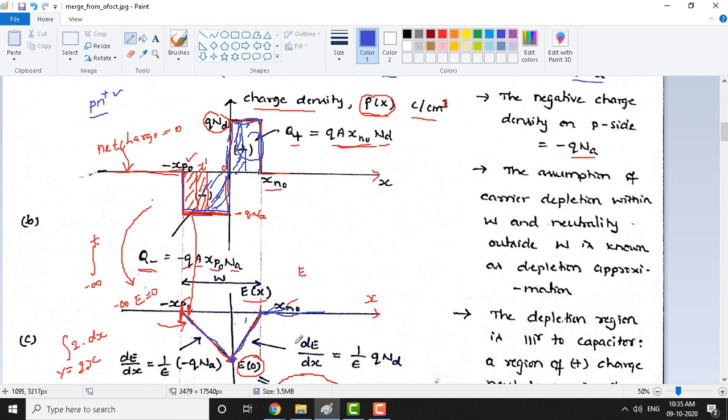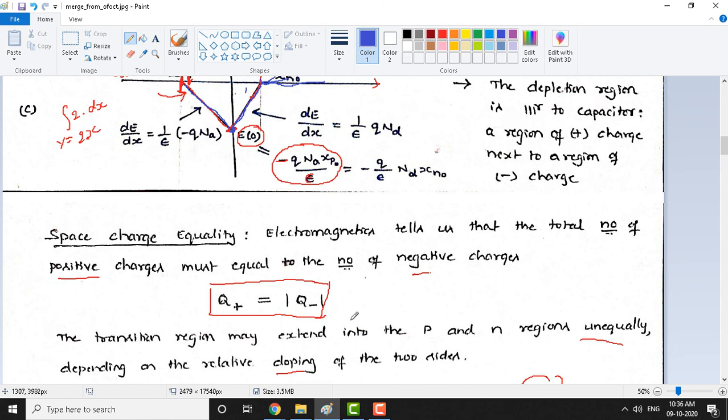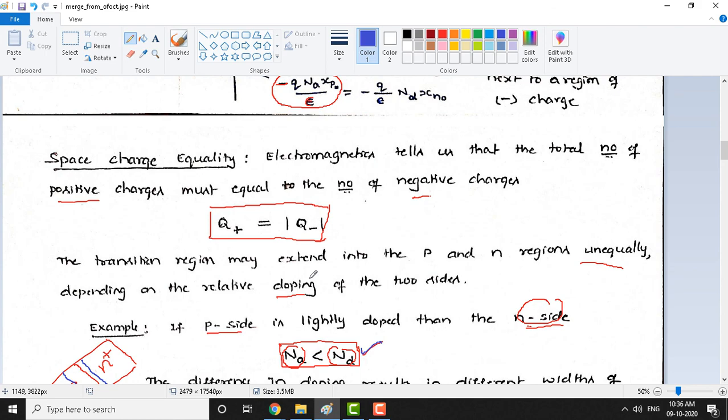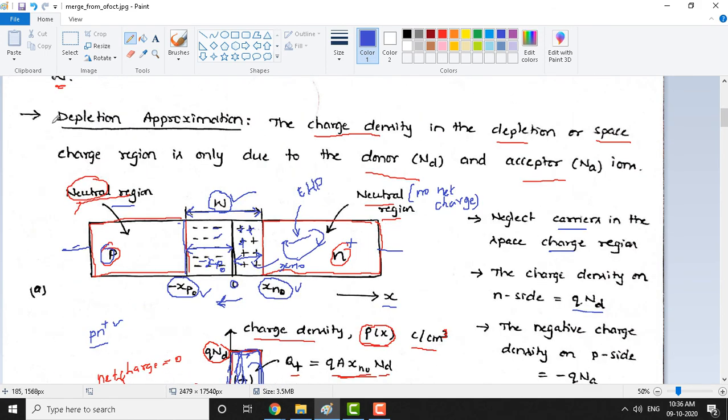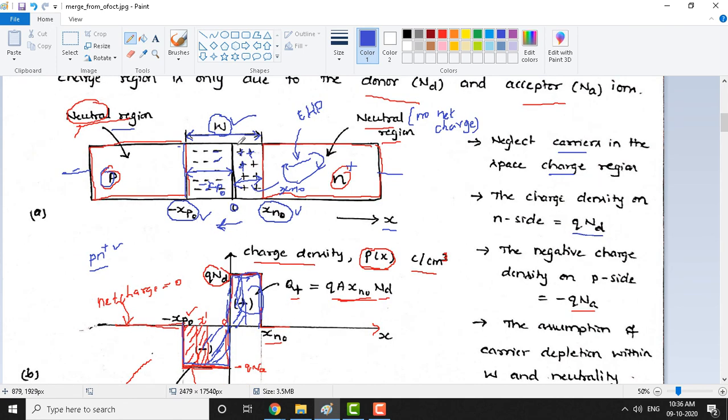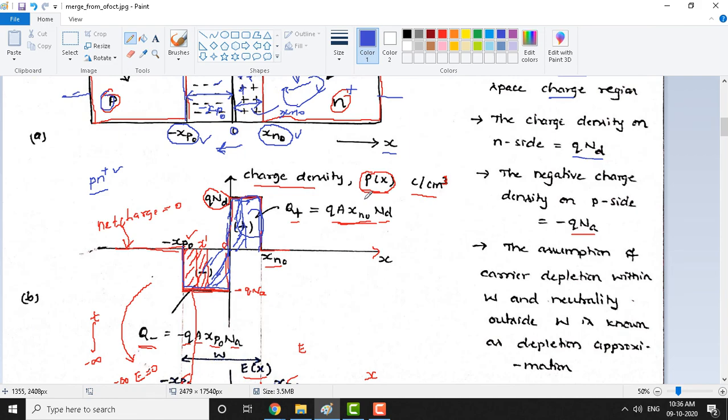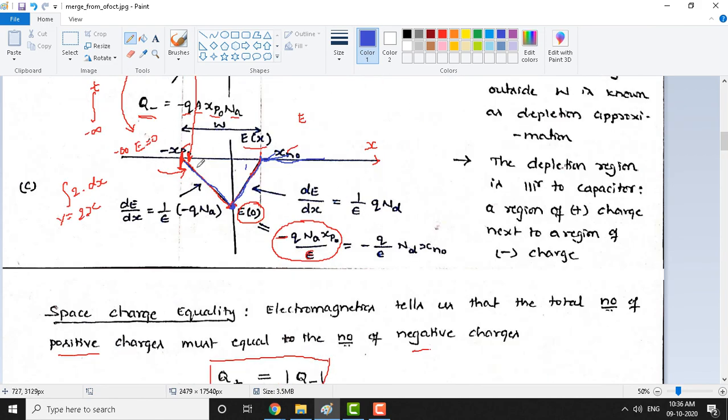Okay, so with that I will stop at this point. I hope I have clarified today's class, where we discussed how to apply electrostatic concepts to the PN junction. We discussed the depletion region approximation, the various things happening here, the charge density we analyzed, and we also discussed the electric field.